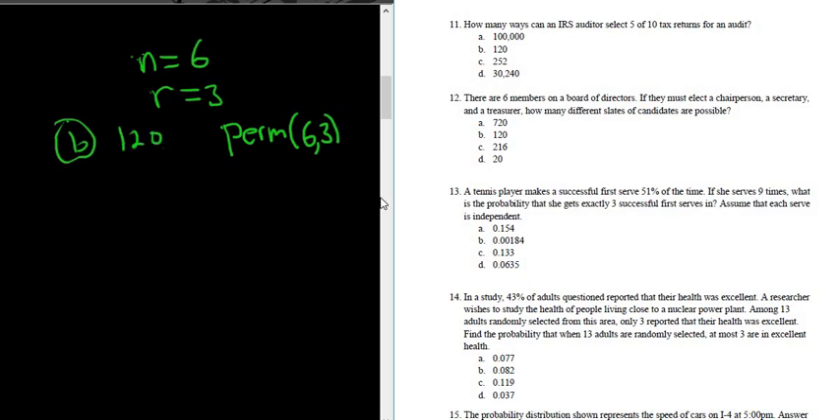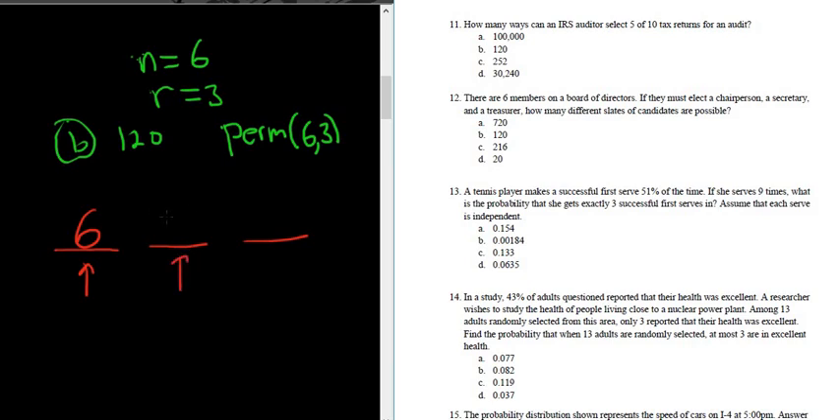Another way to do it is that whenever it's not combinations, usually you can just draw a little picture like this. So we have 3 positions, chairperson, secretary, and treasurer. So 1, 2, 3. Let's say this is the chairperson. If we have 6 people, there are 6 ways to pick a chairperson. You've already picked the chairperson.